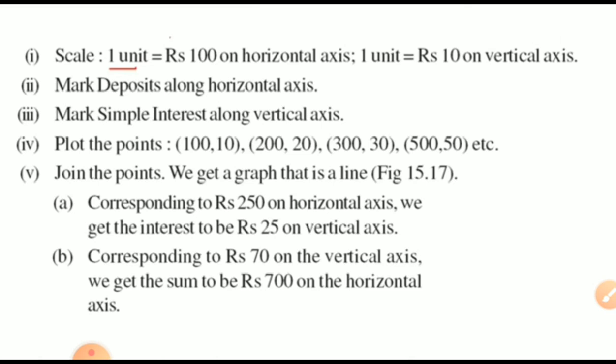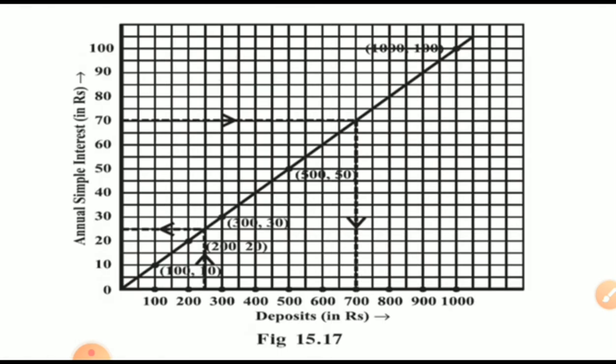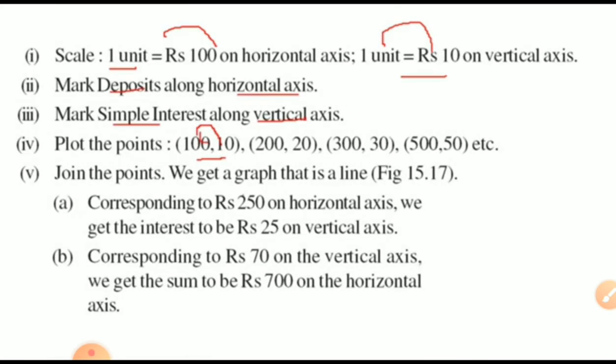Scale: 1 unit is equal to 100 on the horizontal axis, 1 unit is equal to 10 on the vertical axis, that is the interest. Downside it's the principal. Mark deposit along the horizontal axis, mark simple interest along the vertical axis. Plot the points (100, 10), (200, 20), (300, 30), (500, 50). Join the points as given in the figure. You can get a clear idea. Suppose there are questions, show the 250 rupees interest. We can get it easily.